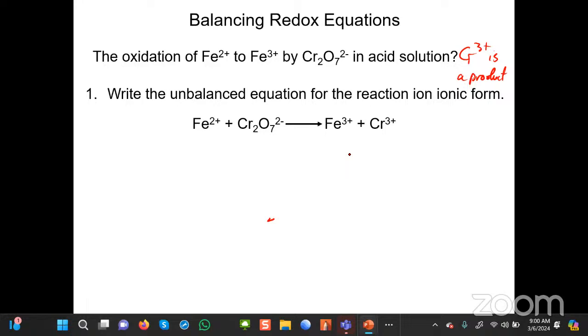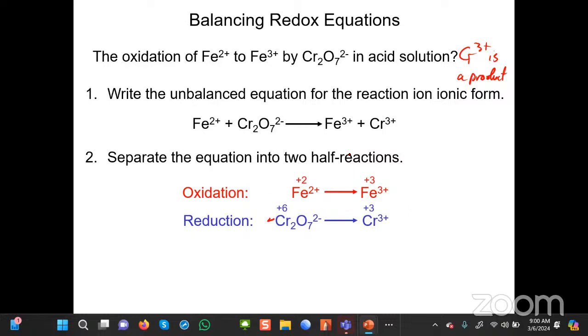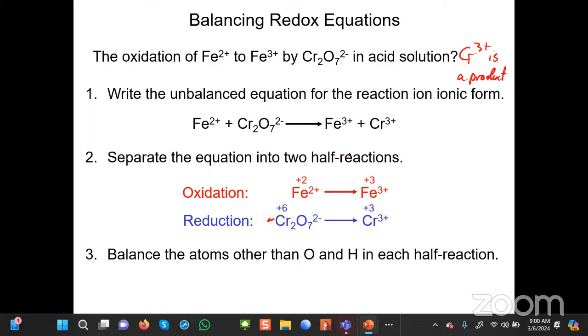The next step is that you separate this equation into 2 half equations. One half equation will represent the oxidation part, going from Fe2+ to Fe3+, and the other would be the reduction, going from the dichromate to the chromium-3+ ion. Then the next step is that you balance all atoms except oxygen and hydrogen in the traditional way that we're accustomed to, which means basically making changes to coefficients where necessary.